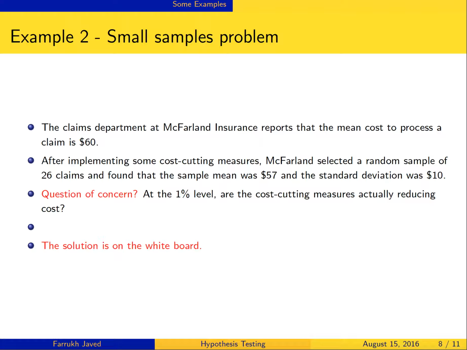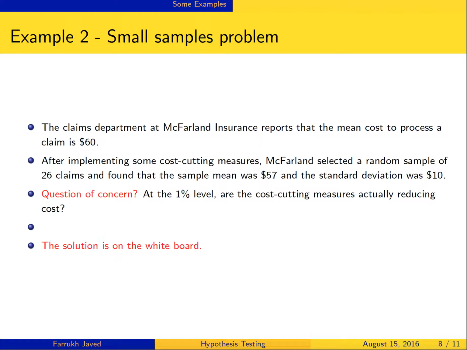Small sample problems. Here is another example. The claims department at McFarland Insurance reports that the mean cost to process a claim is $60. This is the mean value, right? After implementing some cost-cutting measures, McFarland selected a random sample of 26 claims. Just notice that this is a small n. They found that the sample mean x bar was $57 and the standard deviation was 10. Since we are talking about samples, this is S.